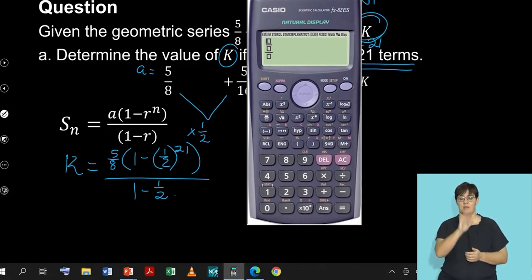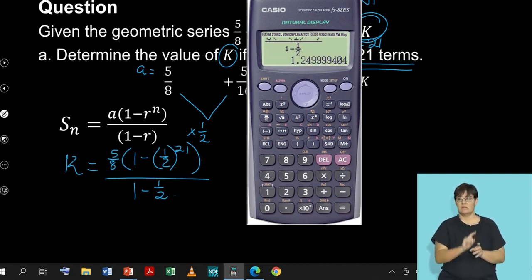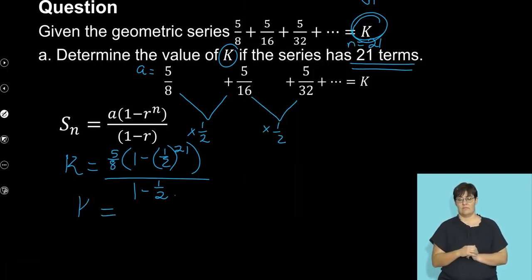So I've got 5/8 over 1 minus a half. Sorry, the fraction didn't come there. A half to the power of 21, all over 1 minus a half. So k is equal to, if I round to the second decimal place, 1.25. Great, let's have a look at B.